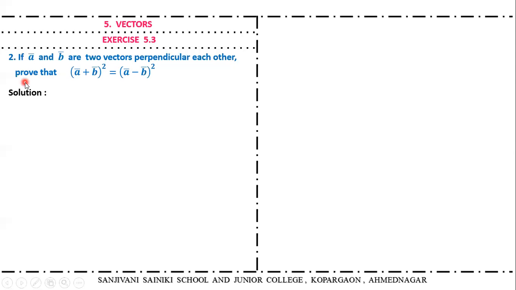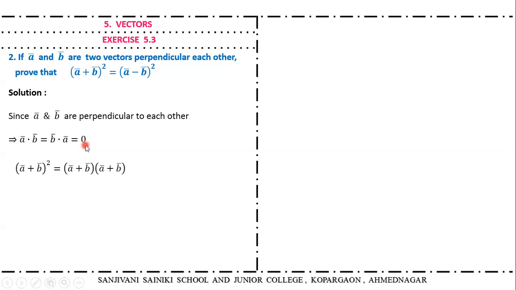The second example is: if a bar and b bar are two vectors perpendicular to each other, then we have to prove that a bar plus b bar bracket square is same as a bar minus b bar bracket square. Now how to prove this? Since a bar and b bar are perpendicular to each other, their dot product must be equal to 0. So a bar dot b bar is same as b bar dot a bar is equal to 0.